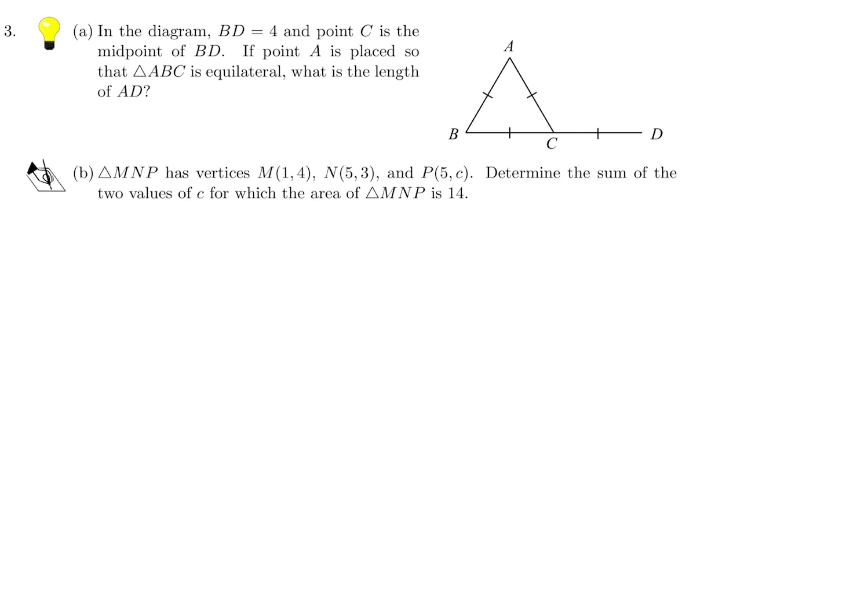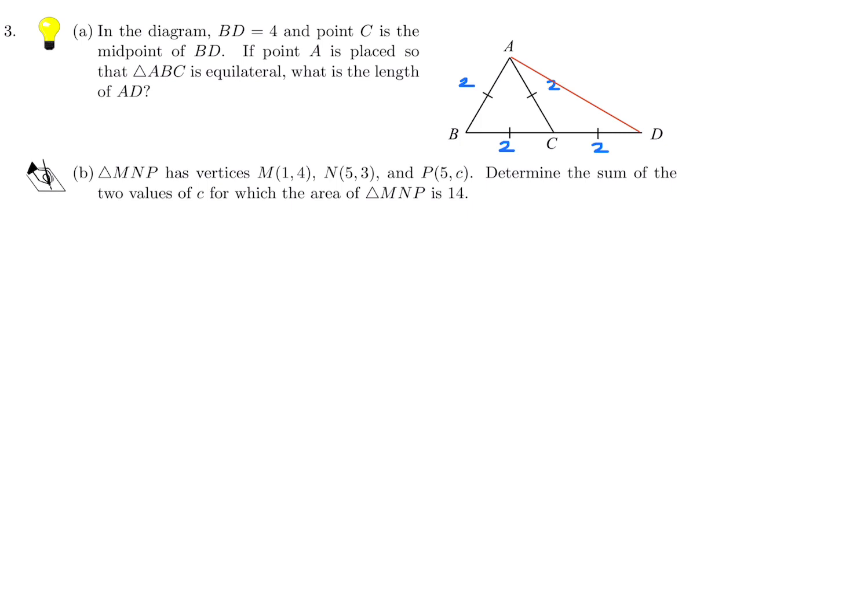All right, BD is 4. So since C is the midpoint, from here to here is 2, and from here to here is 2. And therefore, we can safely assume that this is 2 and this is 2 also, since that's equilateral. And they want us to figure out an interesting distance, A to D. So from here all the way to there. Okay, shouldn't be too much of a problem to do that.